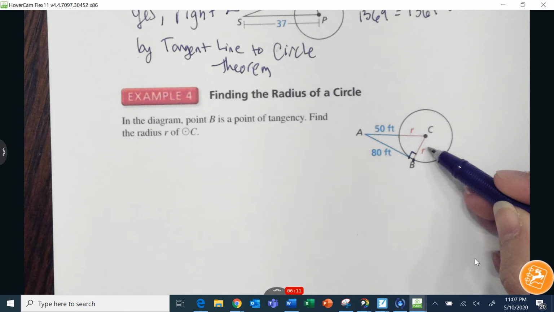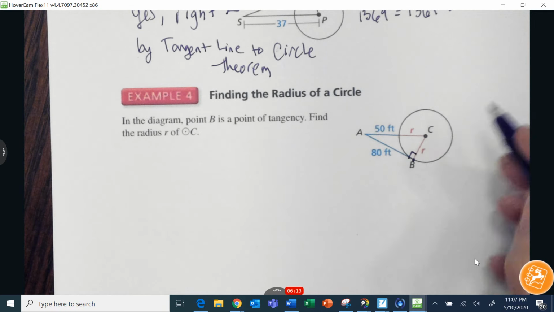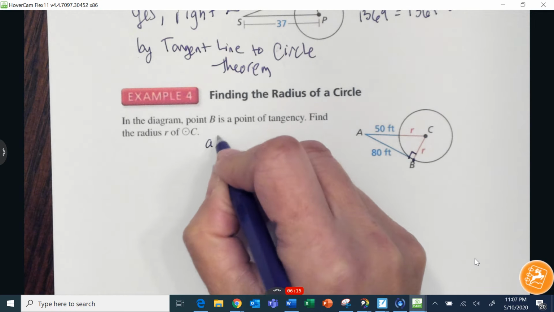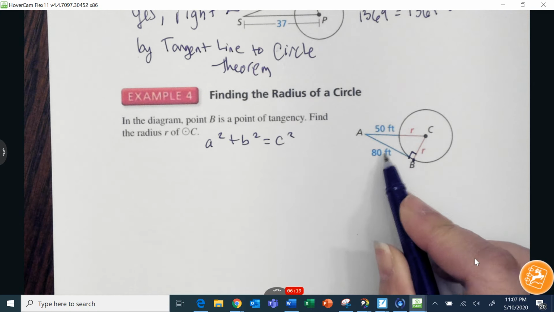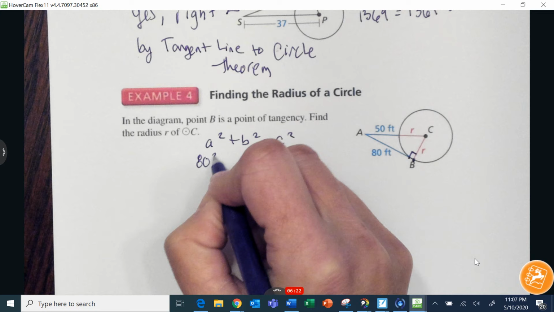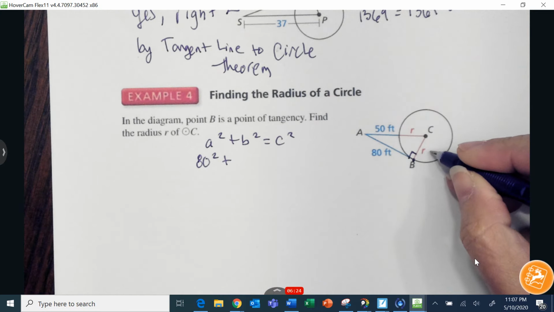We have to find the radius. So we could do the Pythagorean theorem. We could do a squared plus b squared equals c squared. My a would be like 80. My b would be R.